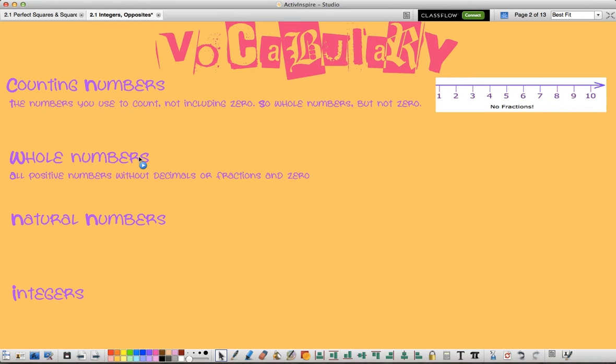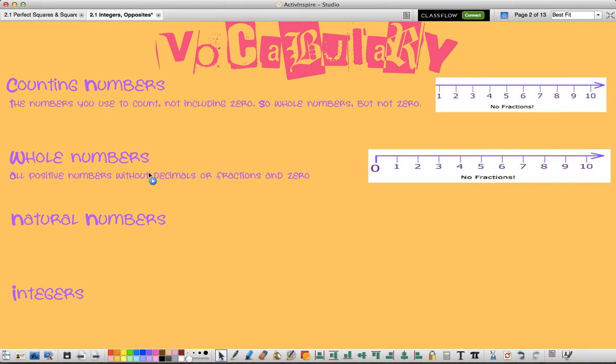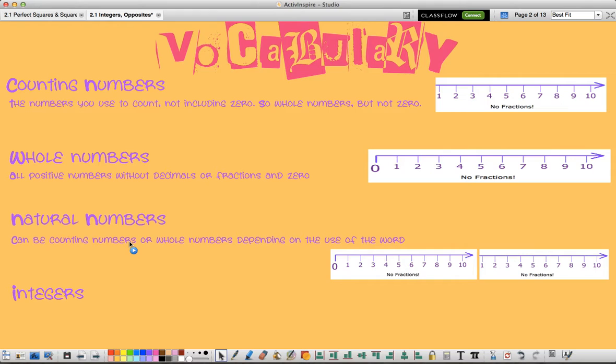Whole numbers are all your positive numbers without decimals or fractions, and this time it includes 0. So whole numbers, again, do not have fractions or decimals. They're all the positive numbers, and it includes 0. Natural numbers can be either of these categories. It just depends on the problem. So again, you can have a number line that starts at 0 or 1 to demonstrate all of your natural numbers.